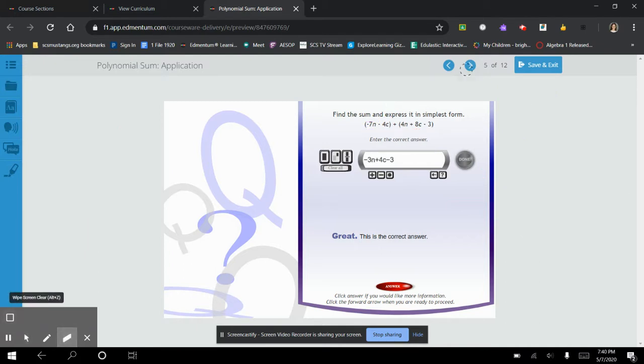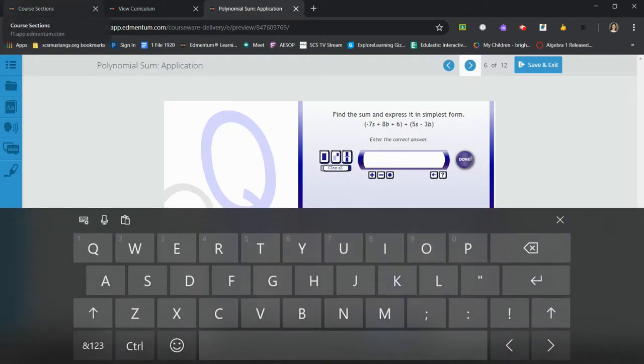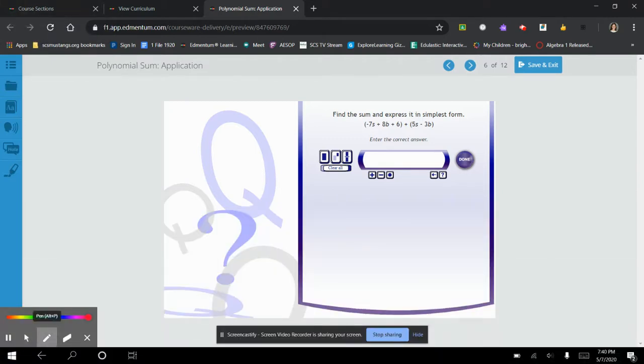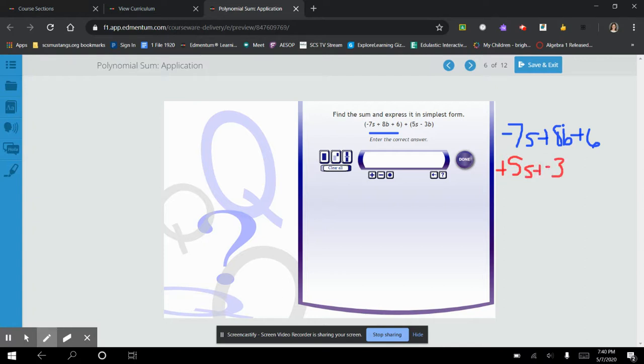All right, let's take a look at another one. Same idea, different letters, but we're still matching up things that are alike. I'm still going to write the polynomial that comes first on top. So negative 7s plus 8b plus 6. And on the bottom, we're going to be doing plus 5s plus a negative 3b, and then I don't have a constant here to match up with that one, so it's going to be a plus 0.